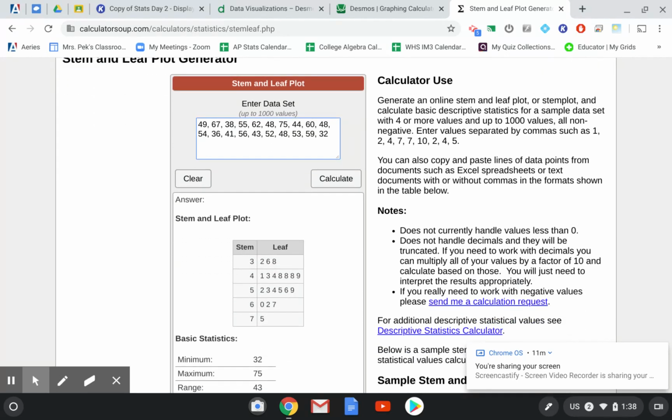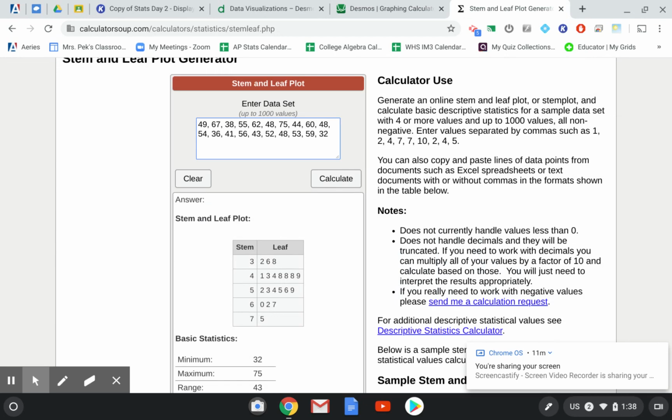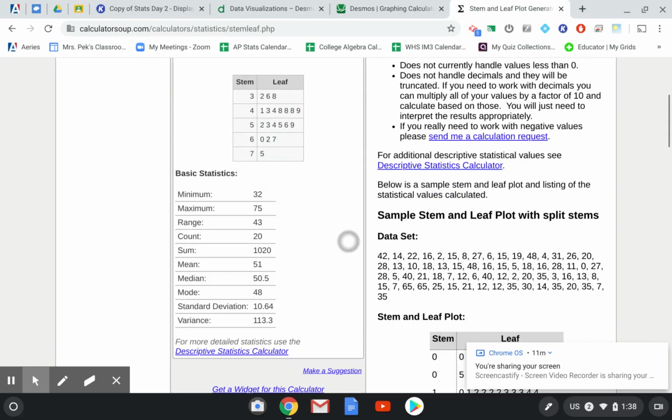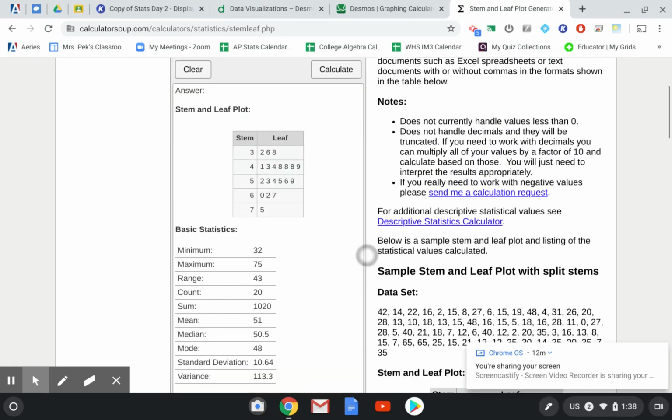I just typed in the data set again with commas in between, and this is the same data set I had before, so I actually just copied it from Desmos and pasted it in here. It was nice and easy. And then you hit calculate, and it creates your stem and leaf plot. It also gives you a bunch of nice statistics below that if we ever needed any of it.